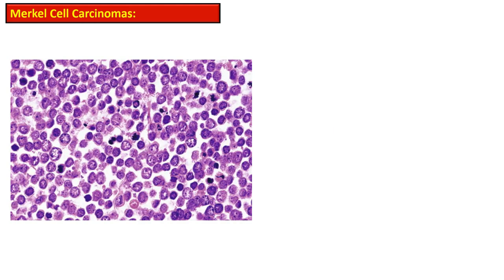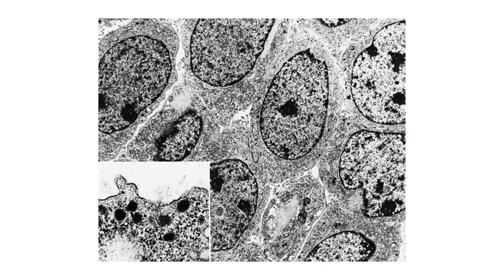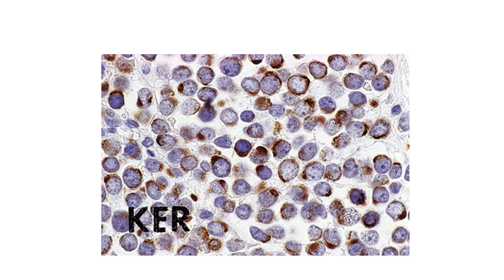This photomicrograph is showing the medium power view of a small cell population that are somewhat monotonous small blue cells. There are frequent mitoses, and atypical mitoses are also present. On high power view, there is scant cytoplasm, finely granular dusty chromatin, and small nucleoli. On electron microscopy, dense core neurosecretory granules are present within the cytoplasm of these tumor cells. This photomicrograph is an immunohistochemical stain for keratin, and in this picture there is dot-like perinuclear reactivity for cytokeratin 20.